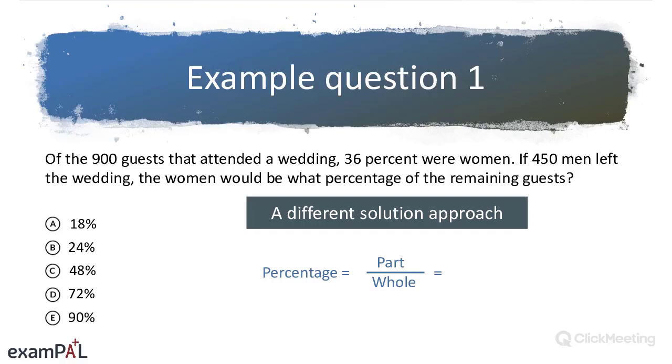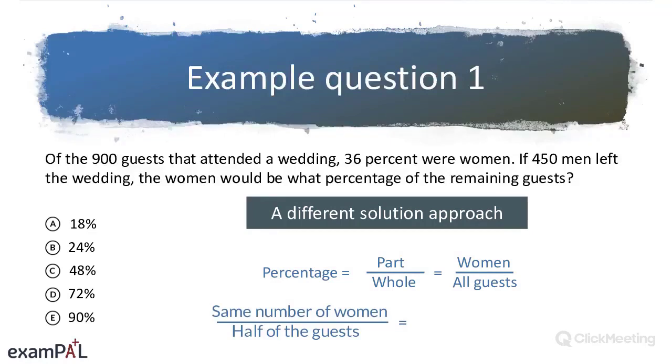In this specific case, percentage is defined as the part over the whole. So at the start you had the percentage of the women over all of the guests, whatever that is, and you don't have to calculate that at the start. And what we want to find is the percentage of the women at the remaining guests. So if half of the guests left, and all the guests that left were male, that means you have the exact same number of women, but they're only over half of the guests. And that means that you have twice the percentage. So you can directly skip from 36% to 72% without having to go through all the calculation.